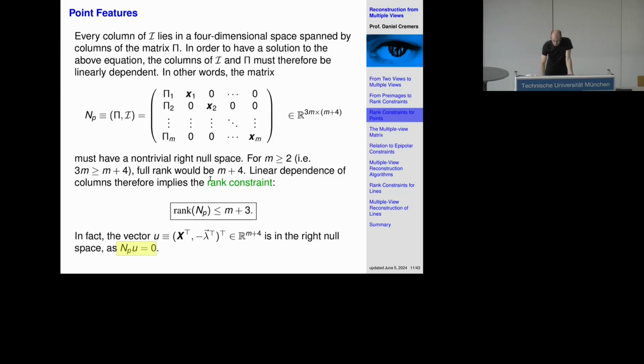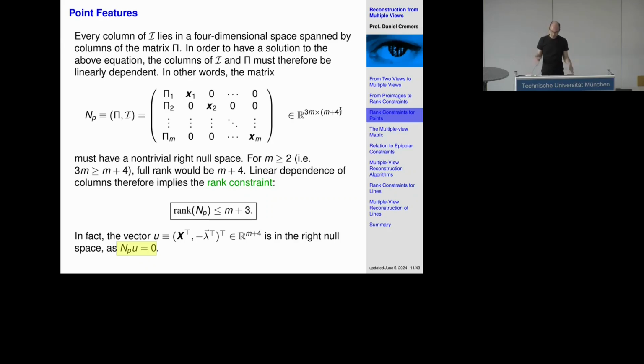And so now we can say, since this vector u lives in the null space of this matrix NP, the matrix cannot be full rank. All right, so this vector u is in the null space, and that means the matrix does not have full rank. Here, this is something I found interesting. We talked about the rank of matrices in the introduction to linear algebra. When I learned about ranks of matrices, I thought that was a completely useless concept. It is not. You can actually do things with it. For example, here we have a matrix of dimension 3m times m plus 4.